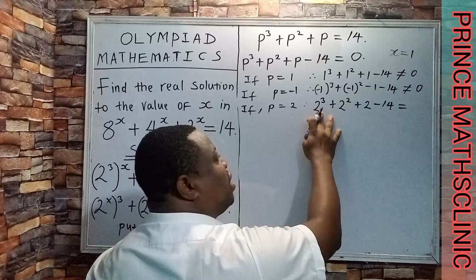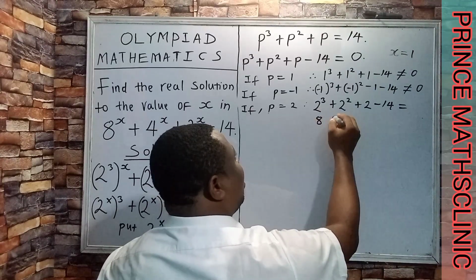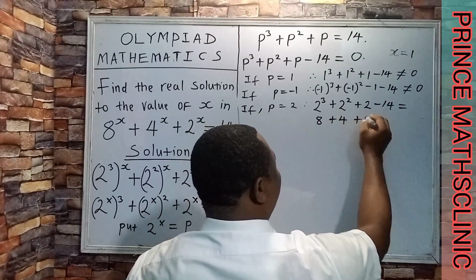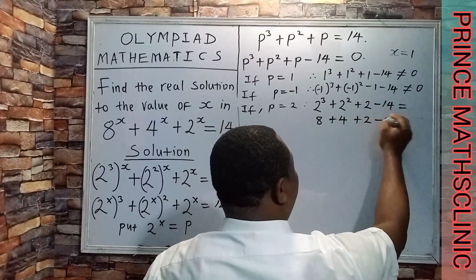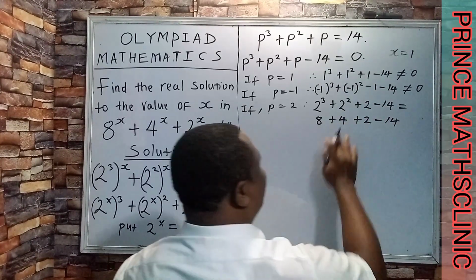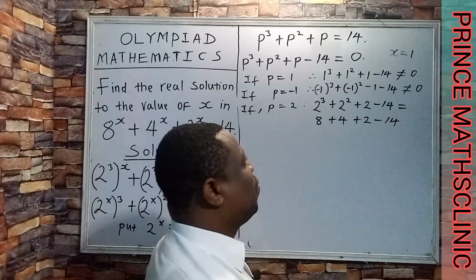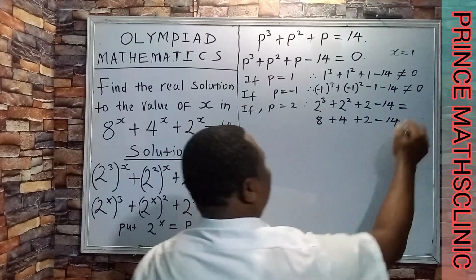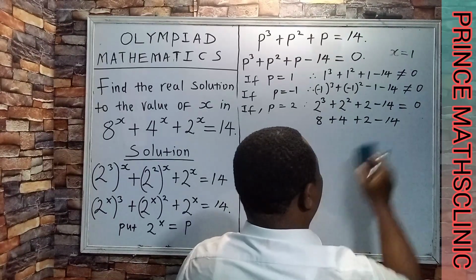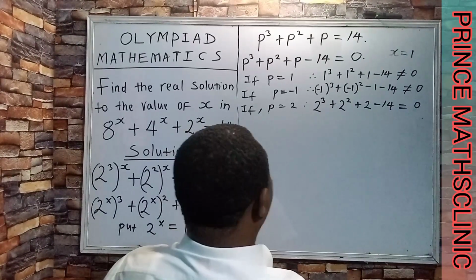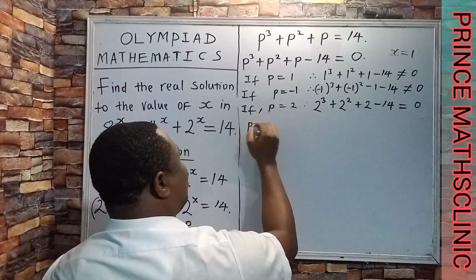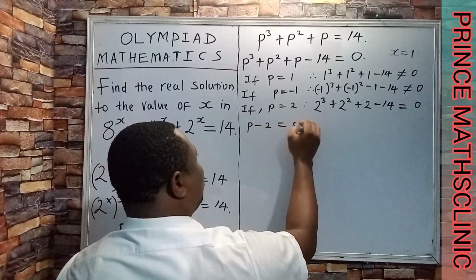2 to the power of 3 is 8. 2 to the power of 2 is 4. Plus 2 minus 14. 8 plus 4 is 12. 12 plus 2 is 14. 14 minus 14 gives us 0. So this will give us the value of 0. So we know that p is equal to 2. It means if I bring my 2 here, I will have p minus 2 equals 0.